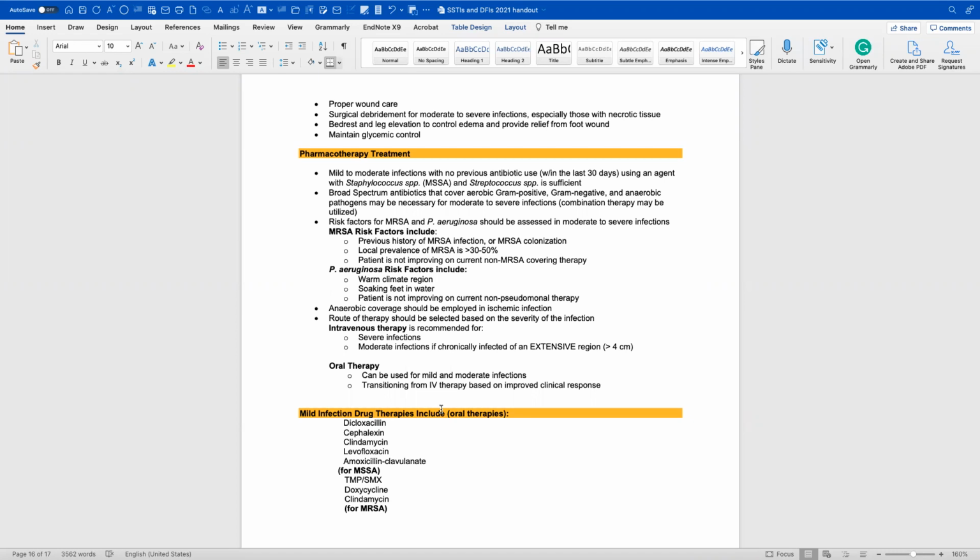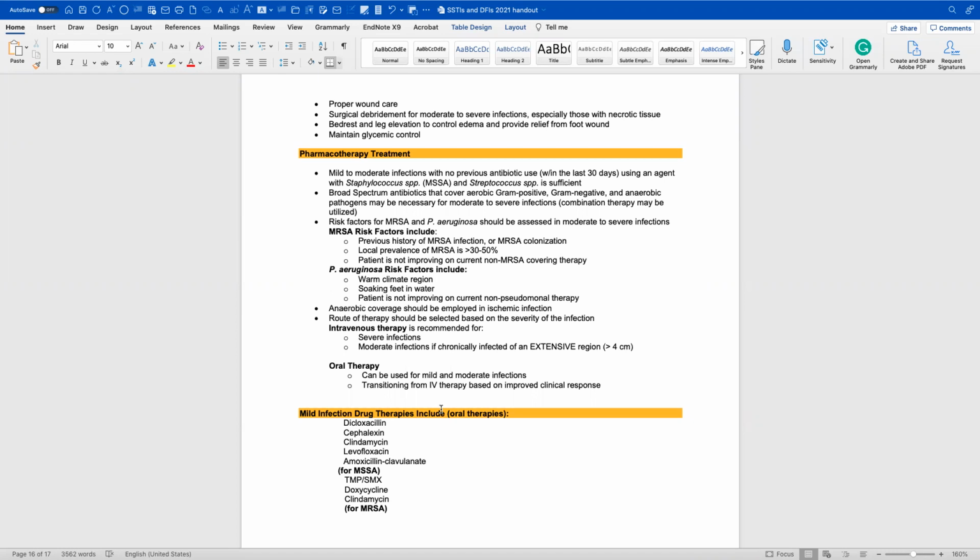Broad spectrum antibiotics that cover gram-positives, gram-negatives, and anaerobic pathogens may be necessary for moderate to severe infections, and combination therapy may be utilized. So as you increase in severity, as they have that severe presentation, then you may want to go ahead and scale up there.